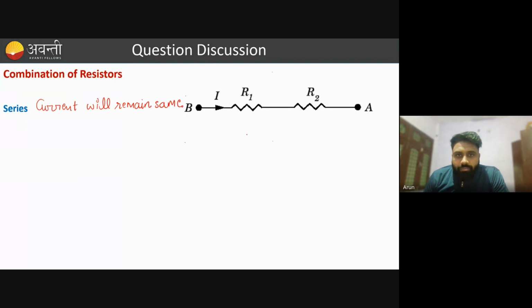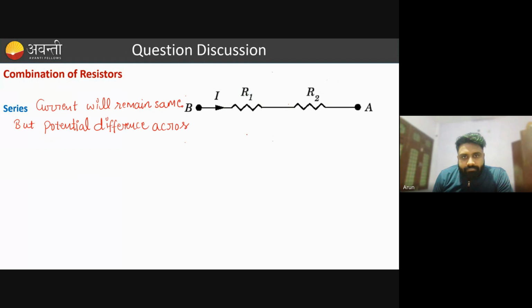But if you talk about the potential difference, if you want to measure the potential difference across this resistor, you have to measure it in parallel, from this end to this end. Let's say it is V1. Because there is different resistance, there will be different voltage across these resistors. So in this combination, the current will remain same, but the potential difference across the resistor is not same.